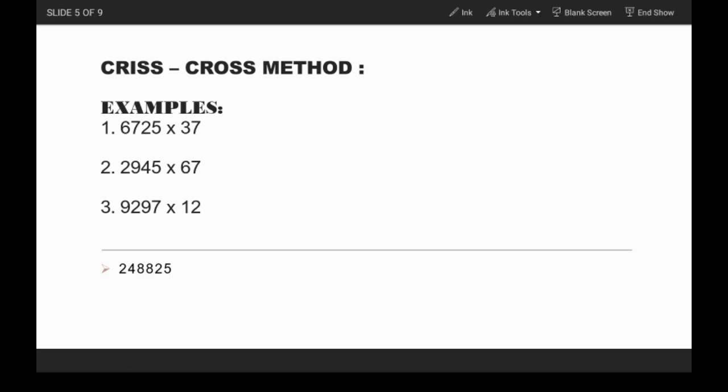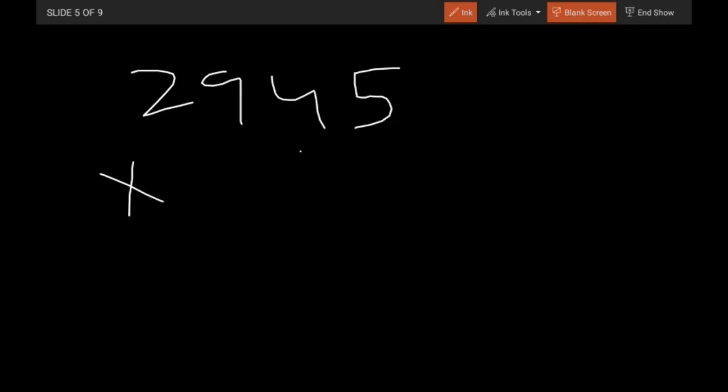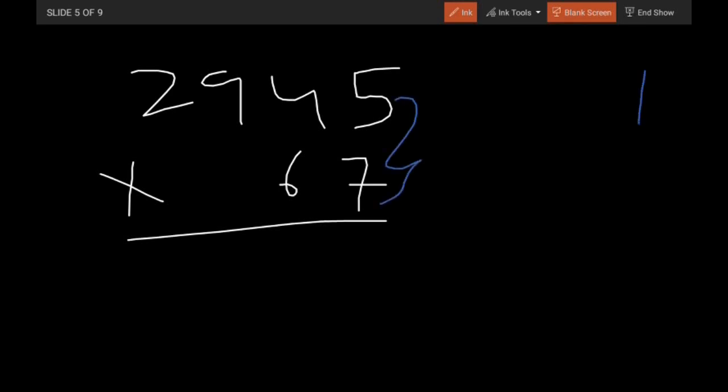Now the next problem, 2945 into 67. Okay, now how are we going to do this? So it's the same 4-digit into 2-digit, right? So the first step is going to be straight. Okay, straight. 7 5s is going to be 35.